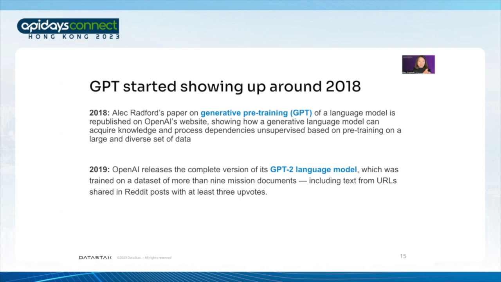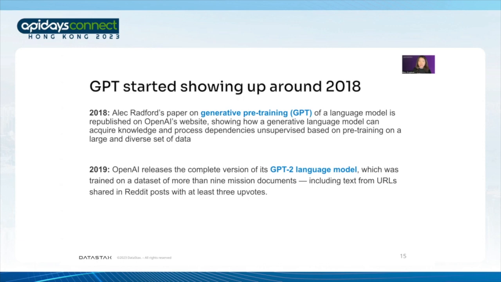Okay, so now let's take a closer look into GPT. It started showing up around 2018, so really not too long ago, right? Five years ago. First, Alec Radford in 2018 produced a paper on generative pre-training, GPT, of a language model that was republished on OpenAI's website. Then in 2019, OpenAI released the complete version of the GPT-2 language model.